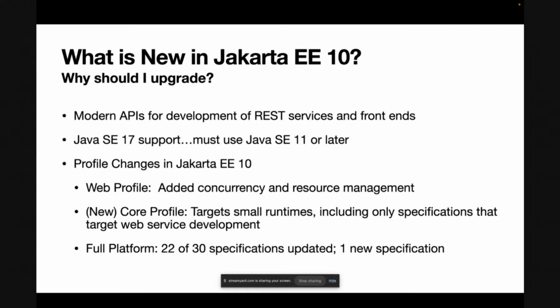And this is for developing microservices if you want to deploy to Payara Micro or Docker to take your container somewhere else. These will include only specifications that are targeted towards web services development. So it gives you a smaller container, so that it's easier and makes more sense financially to upload, download, and whatnot. Of course, for the full platform, we've got 22 of 30 specifications updated, and there's one new specification here in Jakarta EE 10.